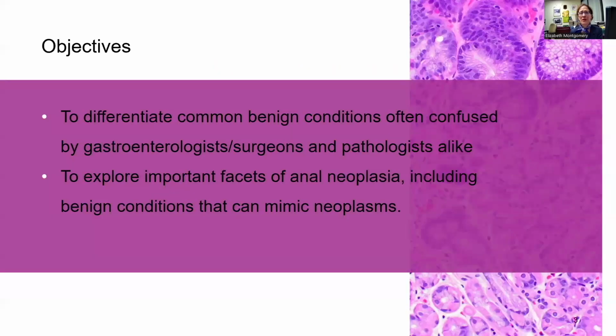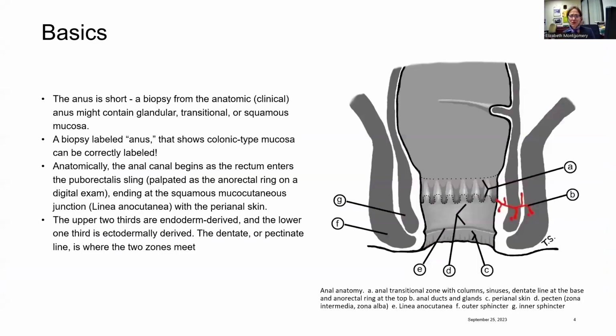All right, so for the anus, we're going to differentiate common benign conditions that can be confused with other things. And we're going to look at some important facets of anal neoplasia, including some benign conditions that can mimic neoplasms. So let's go to the basics.